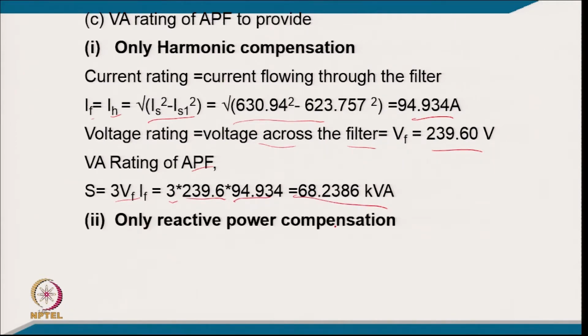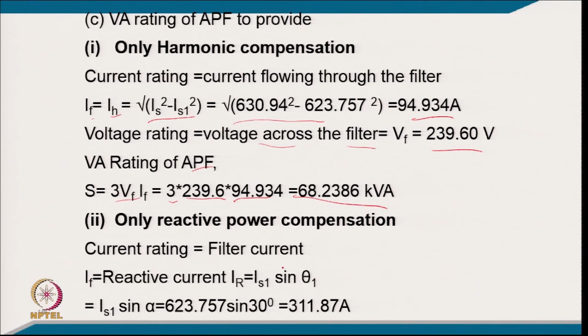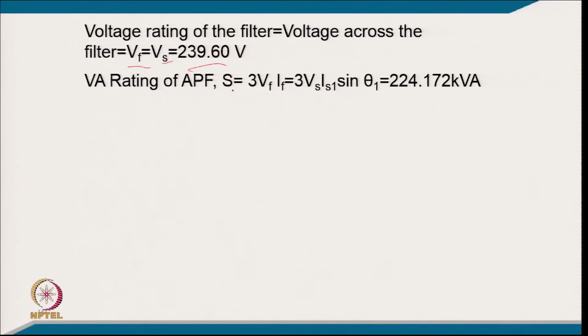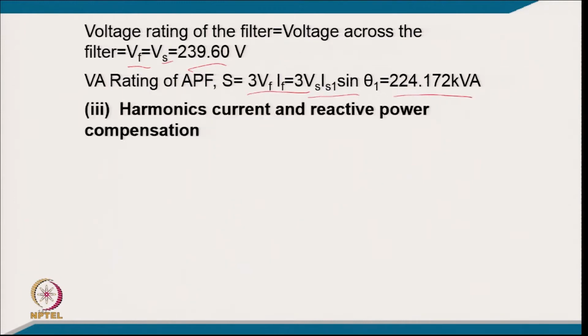Now, for active power filter rating only for reactive power compensation, the current rating is equal to the filter current. So, that is IF equal to the reactive current IR, which is IS1 sin theta 1, equal to IS1 sin alpha, that is 623.757 sin 30. So, it is 311.87 ampere, and the voltage rating of the filter, that is the voltage across the filter, Vf is equal to Vs, 239.6 volt, and the VA rating of the active filter is 3 Vf IF, that is 3 Vs Is1 sin theta. So, it comes 224.172 kVA.